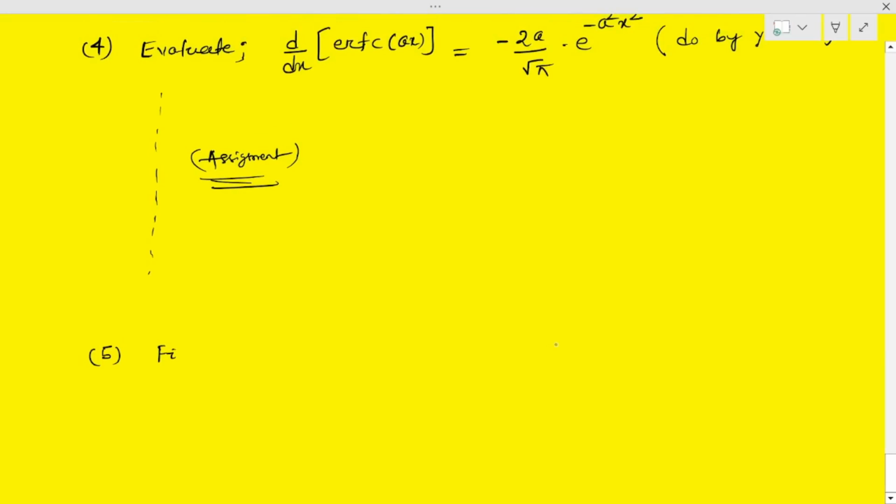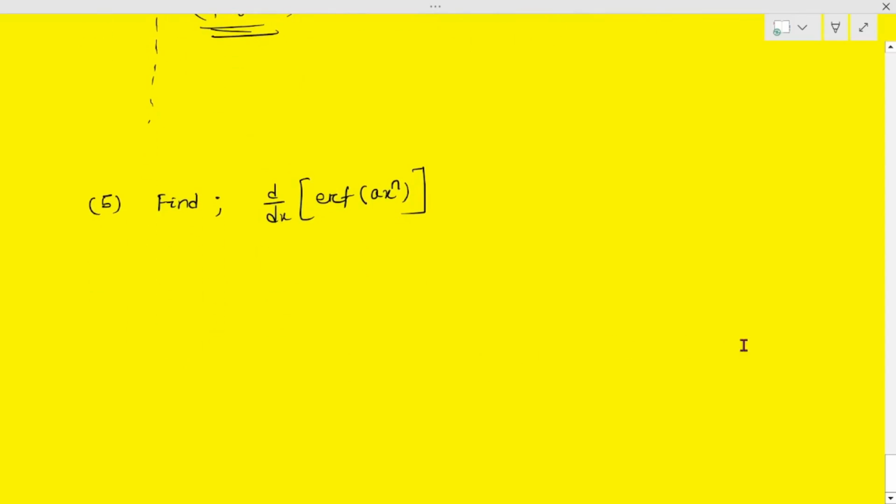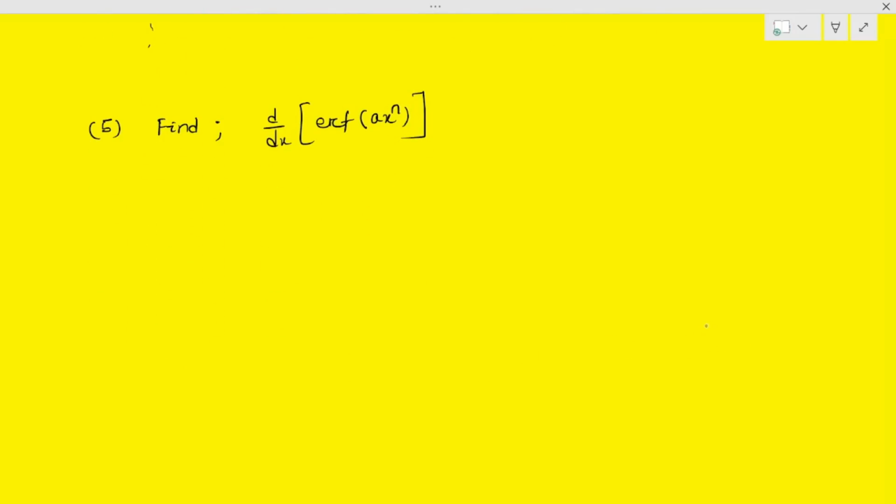Find the differentiation, d by dx of the error function of a x to the power n. Okay, a x to the power n. Same procedure. You just apply the DUIS and you can get the answer.